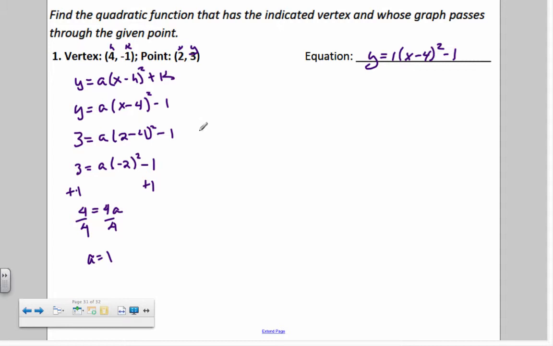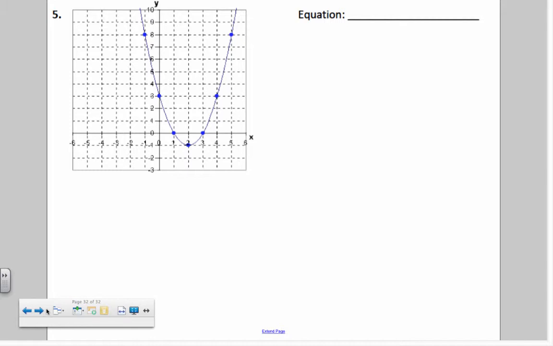If you have any questions, let me know. Let's go on to the next problem. I'm going to do problem number 5, in which I'm given a graph, but I'm going to use the same idea. I need a vertex and a point. So let's first figure out what our vertex is. The vertex here is (2, negative 1). And a point, I can choose any point, and they nicely gave me some points here that are marked out. So let's just choose the point next to it, which is (1, 0).